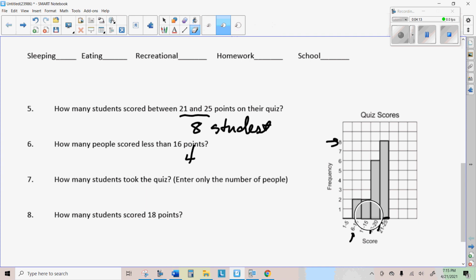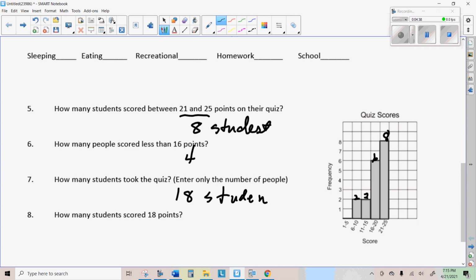All right. And the last, it says how many students took the quiz. So we have to add up all these bars. So we're going to look at the height of each of those bars and add those up. So this is 2, this is 2, this is 6, this is 8. That's 14, 15, 16, 17, 18 students.